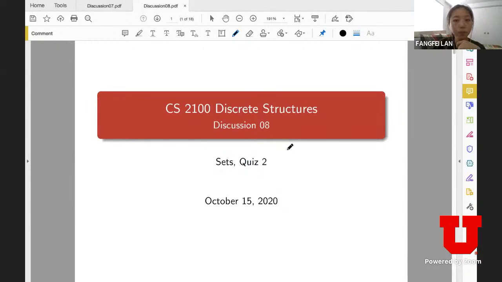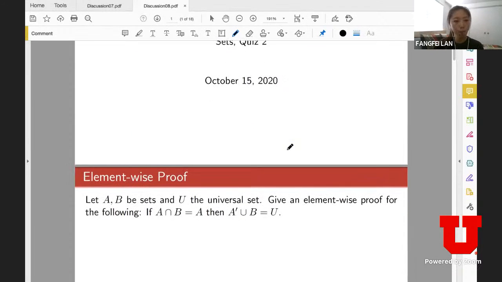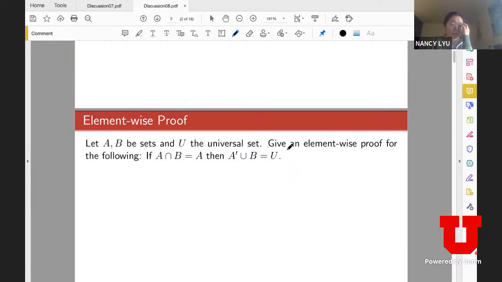Cool. So today we're going to do some problems about sets, and we're also going to go over two or three questions on quiz 2. So let's begin. The first one is an element-wise proof.